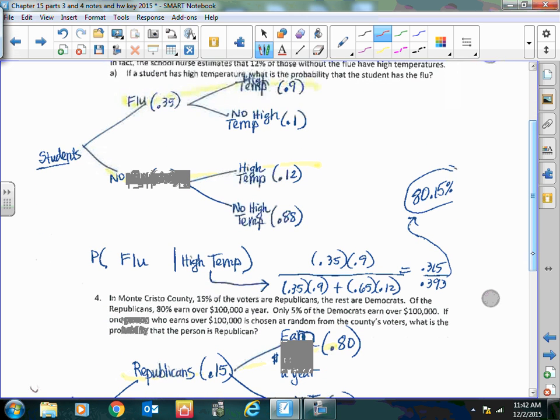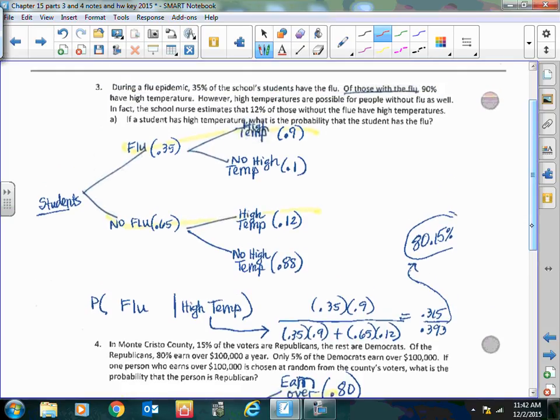Here is the relationship between high temperature and flu. So the probability that you have the flu, given that you had high temperature, was 80.15%. Okay, so see how you did there. Now, let me ask you guys something. Let's just take this one step further like it did on the front. How would you check for independence here?